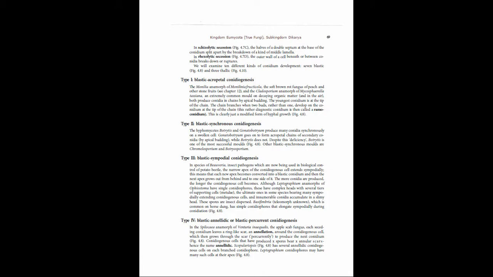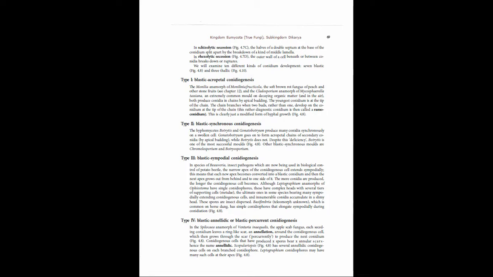In schizolytic secession, Fig 4.7c, the halves of a double septum at the base of the conidium split apart by the breakdown of a kind of middle lamella. In rhexolytic secession, Fig 4.7d, the outer wall of a cell beneath or between conidia breaks down or ruptures. We will examine 10 different kinds of conidium development, 7 blastic, Fig 4.8, and 3 thallic, Fig 4.10.